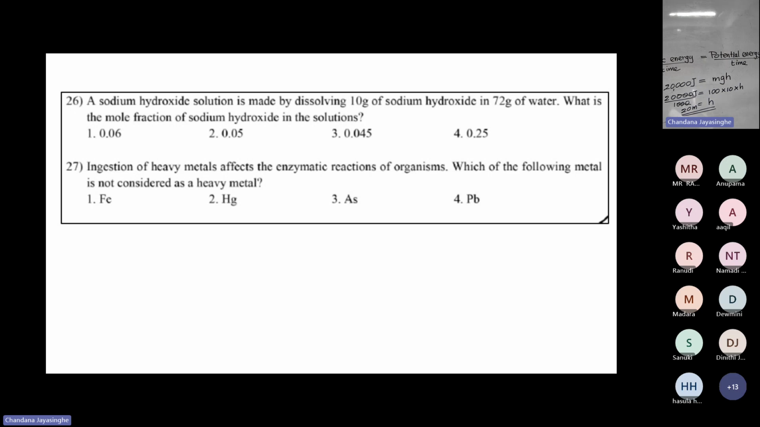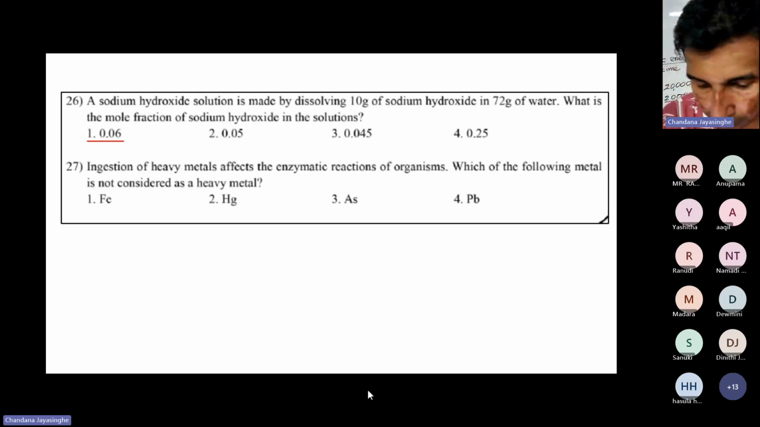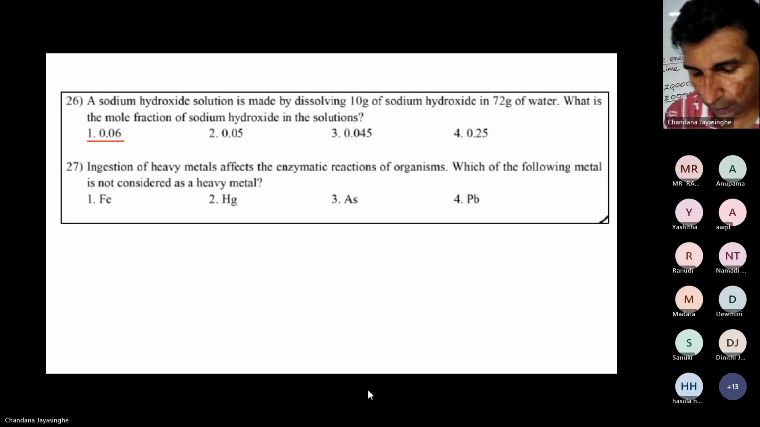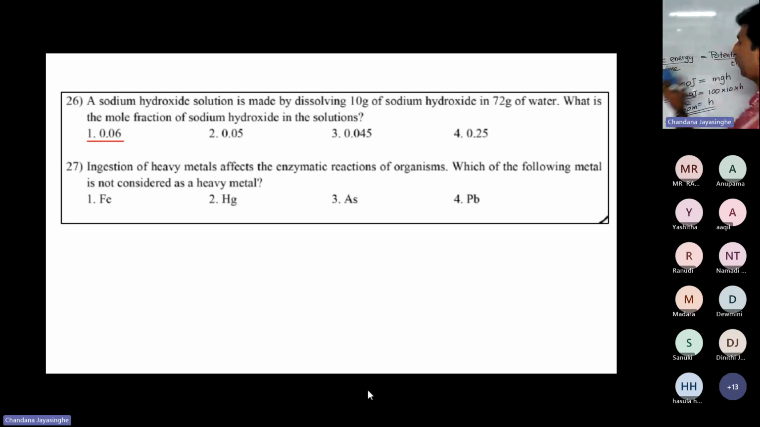Now, when we consider mole fraction, volume fraction, mass fraction, there are equations for expressing the composition of a mixture. Here we have to go for mole fraction. So initially, we have to do the calculation here. First we have to find the moles of sodium hydroxide.